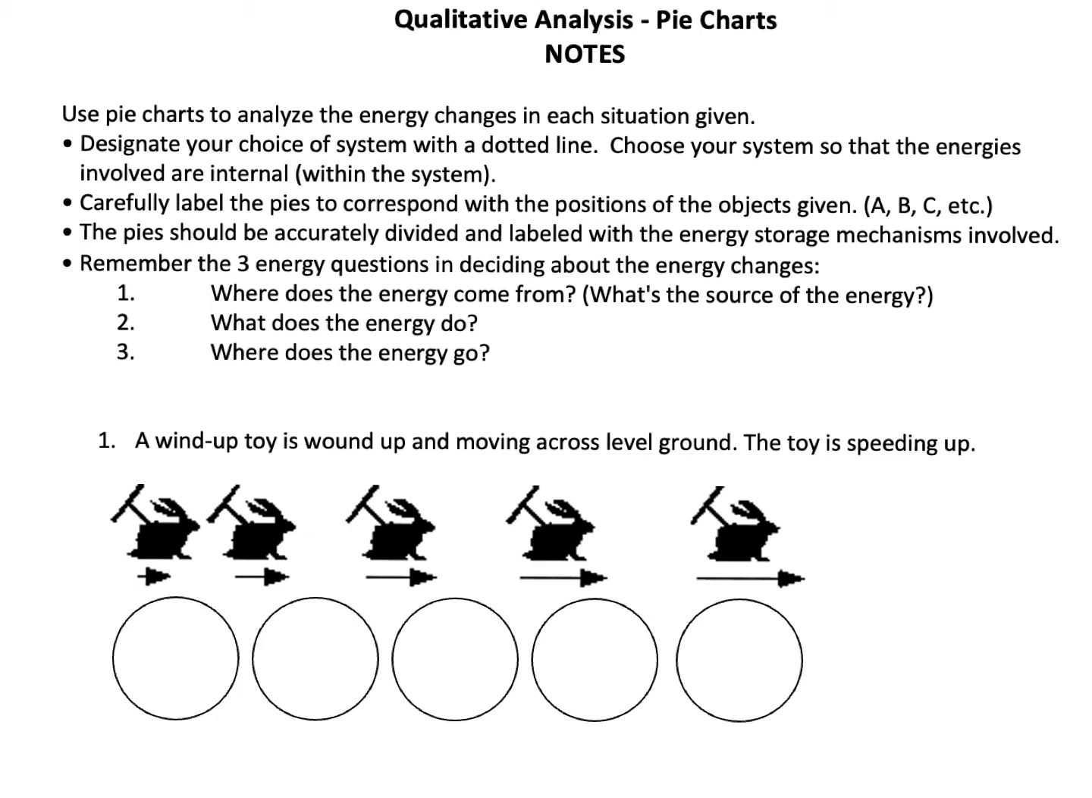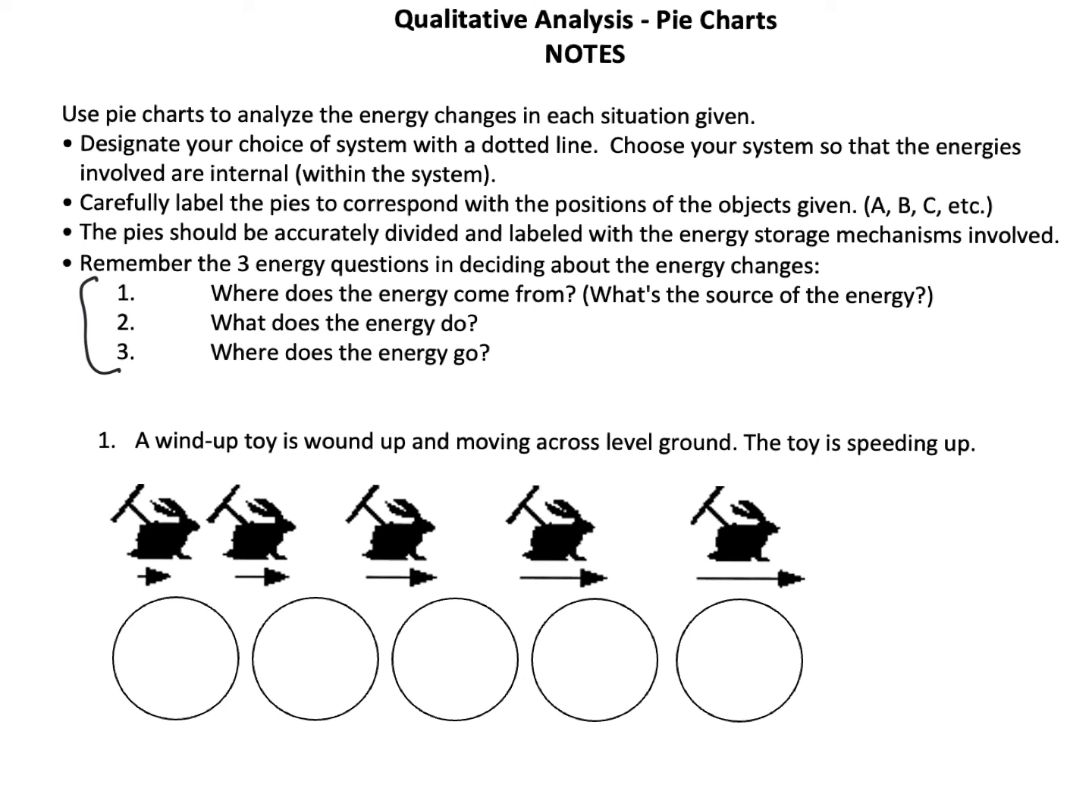Some things you might want to think about are these three questions here. Where's the energy coming from? So where did it get this kind of energy? What is the energy doing? What does it cause the object to do, or what does it do to its surroundings? And where does the energy go? If it's kinetic energy, it has to go somewhere because our total amount of energy has to stay the same. So if it doesn't have kinetic energy anymore, where did it go? What kind of energy did it become?